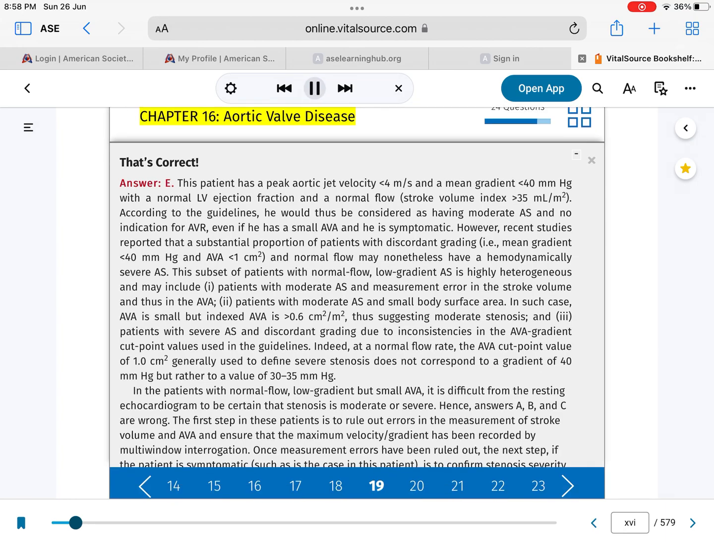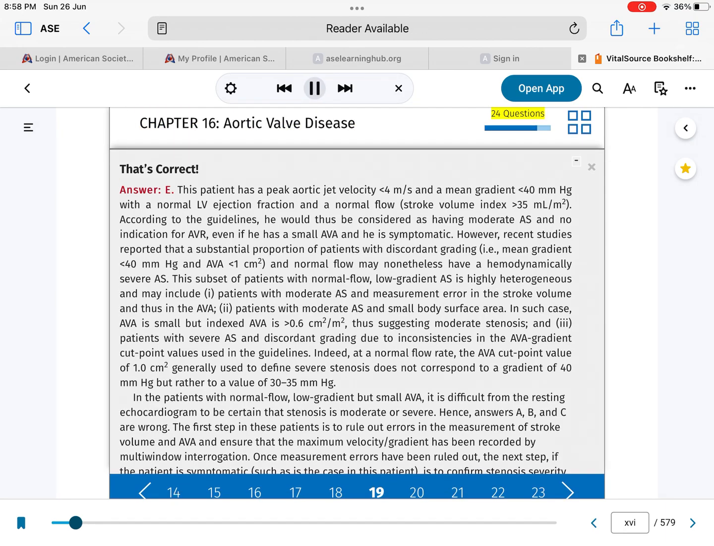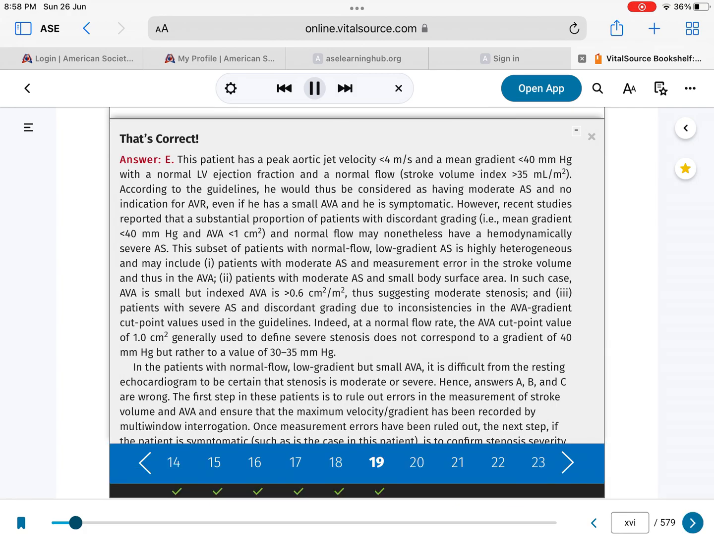Chapter 16. Aortic valve disease. 24 questions. Case 4. A 62-year-old man underwent a clinical examination because of reduced exercise capacity and dyspnea. At cardiac auscultation, a loud 3/6 ejection murmur radiating to the neck vessels was noted.